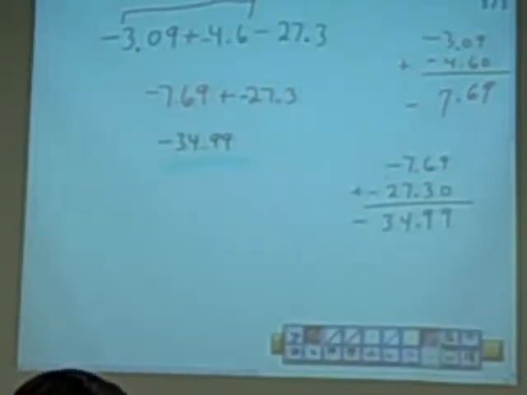The main thing that you've got to remember is you've got to slow down, think about, okay, what am I doing? Am I adding, subtracting, multiplying, dividing? I'm adding negatives, so I got to keep my negative. Alright? And that's all I'm going to say about that.